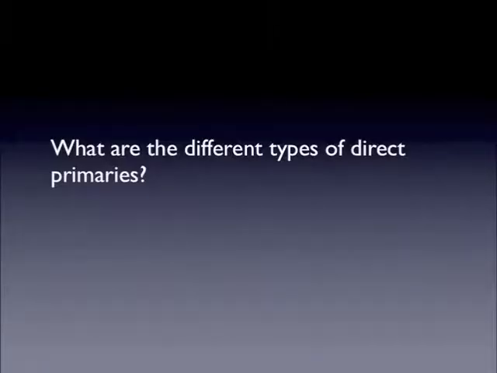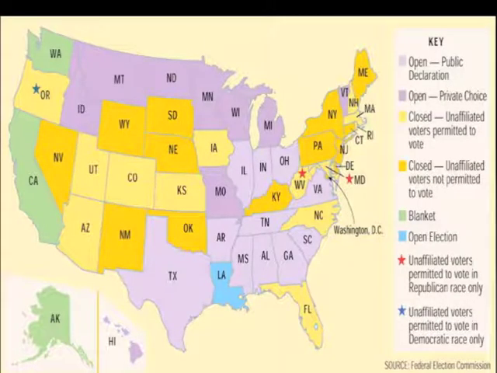What are the different types of direct primaries? For the closed primary, only declared party members can vote. For the open primary, any qualified voter can take part in the election. For the nonpartisan primary, candidates are not identified by party labels. For the blanket primary, qualified voters can vote for any candidate regardless of party. The runoff primary is used if a required majority is not met. The two people with the most votes run again.